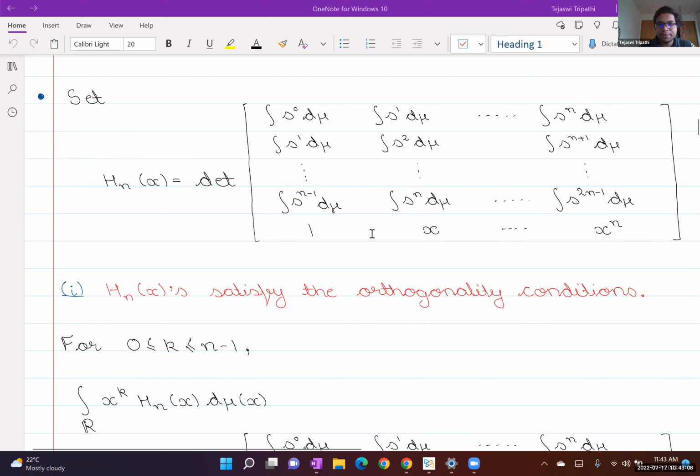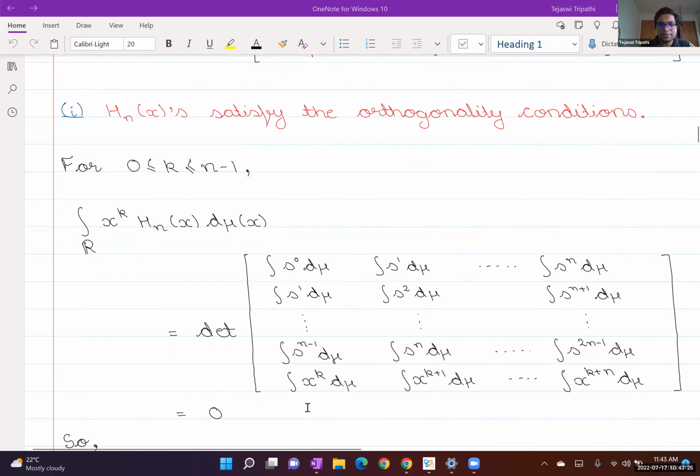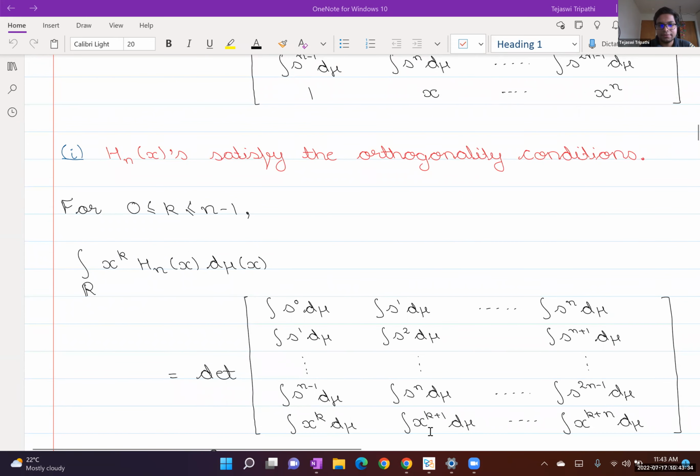Okay, suppose you expand this determinant. You have some polynomial in x, and then you're integrating with respect to x. So what will happen? All these entries will get integrated, and you will get this: this one becomes x to the k, this will become x to the k plus 1, and x to the k plus n. This is what it becomes. So this integral is nothing but this.